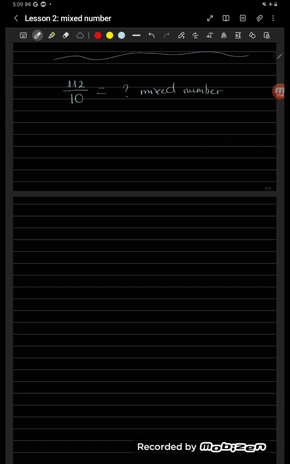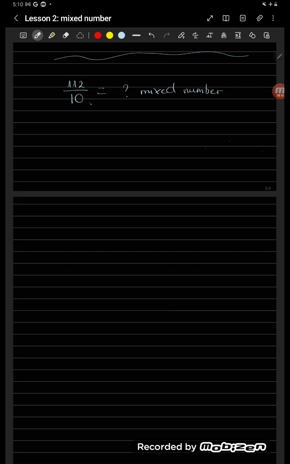So we also follow the steps above. Always check if the numerator is greater than the denominator or not, and whether they are prime numbers. In this case, the numerator is already greater than the denominator, so it meets the first condition.